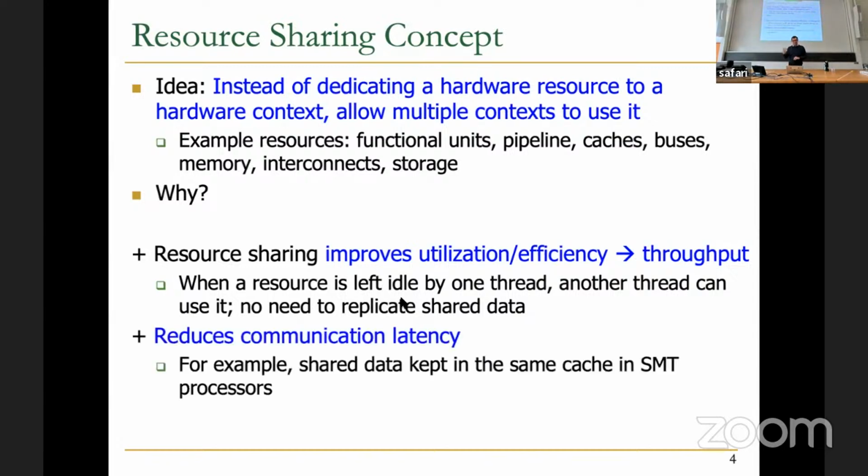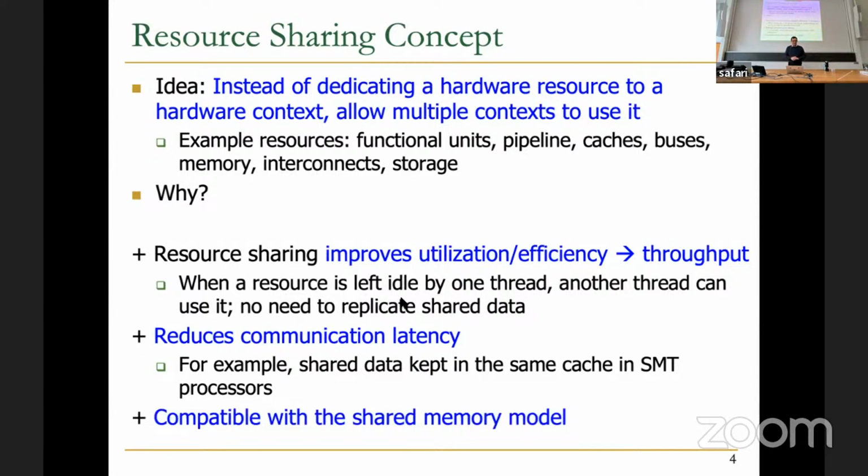Okay, the other benefit of resource sharing is reducing communication latency. If you have a single resource that is shared, then you can access it very quickly. For example, if you have a multi-threaded processor and two threads share data, they can access that data in the L1 cache that they may share, right? And that could be very fast. If they had separate caches, then the data needs to move between the caches somehow.